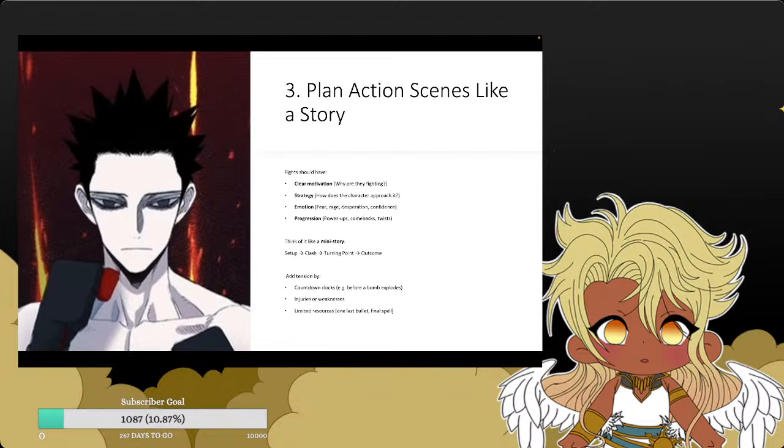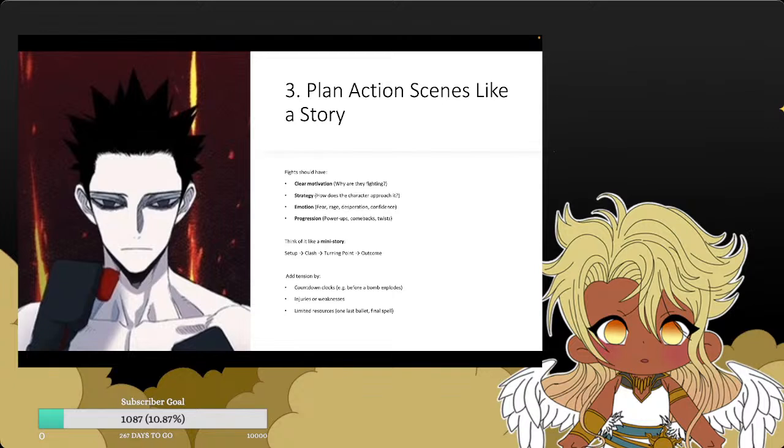So we can add tension here. These are just some things to keep in the back of your mind. I think overusing them will get tiring for readers, but you can add countdown clocks. Let's say that there's a bomb about to go off. A clock really, really helps. You can add injuries or weaknesses. Maybe the character is severely hurt and needs medical attention, like they've been shot or stabbed. That is a significant and easy weakness that you do not have to explain.